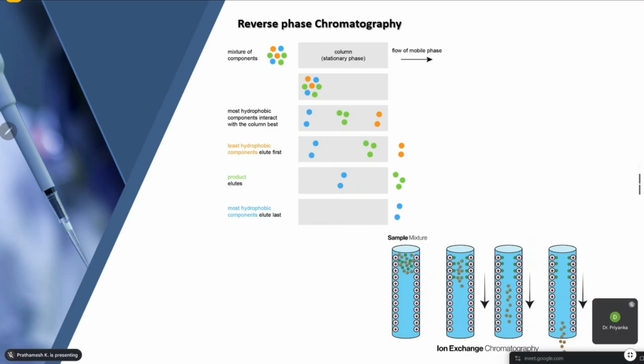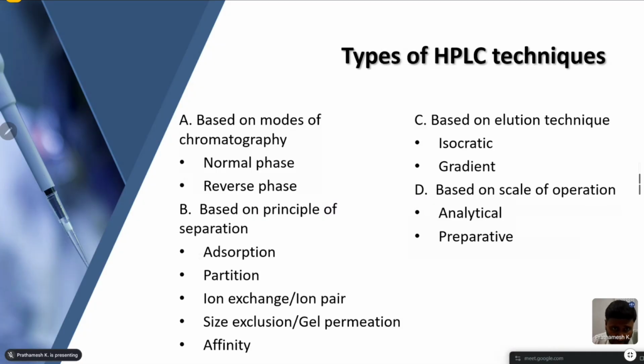Yes, sir. Okay. So adsorption में क्या होता है? The principle of adsorption. If you remember, absorption is permanent, adsorption is temporary. So imagine this column. So what happens? The analyte or the component mixture will get adsorbed on the stationary phase. The one which adsorbs the least comes out first, and the one which adsorbs the most comes out last. Okay, that is on the basis of adsorption.